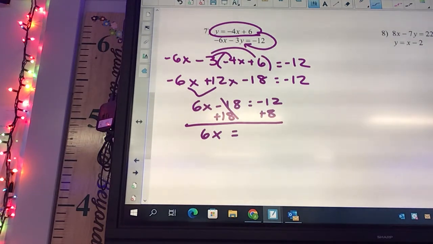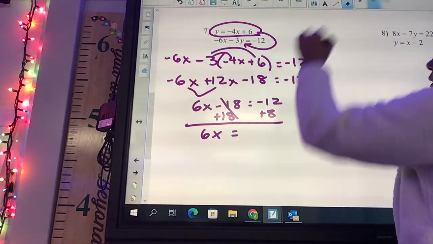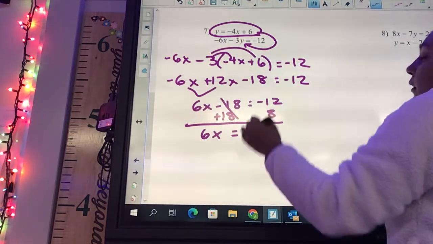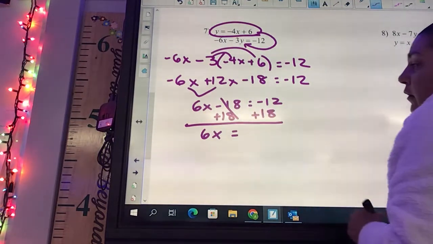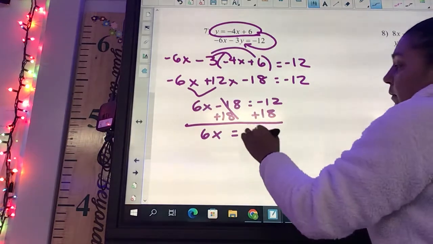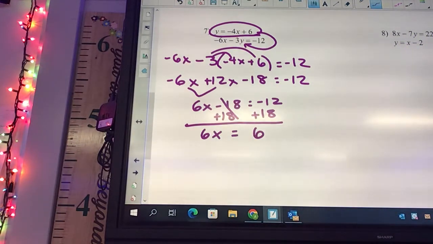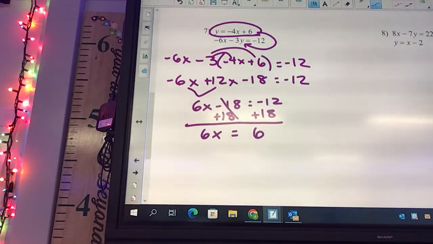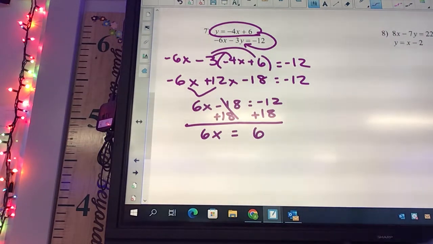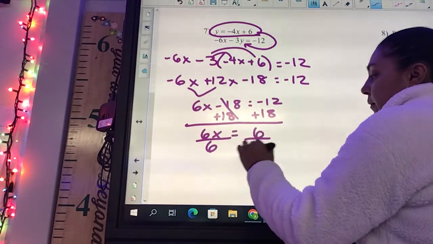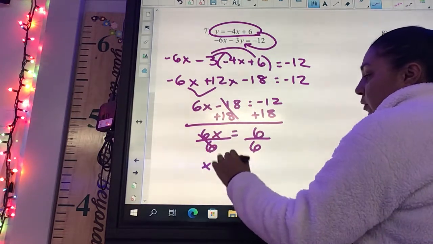Oh, shoot. Thank you. What is that, 6? Thanks. I was like, what? Okay, and then I'm gonna divide by 6. So we get x equals 1.